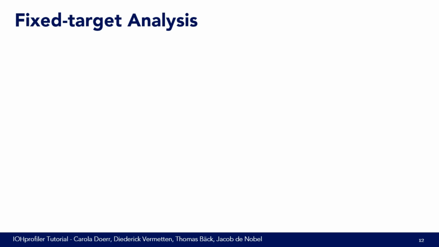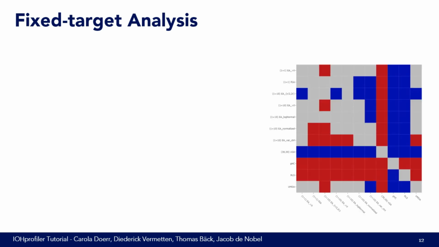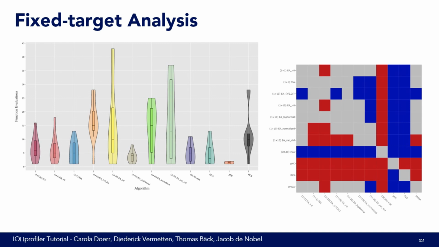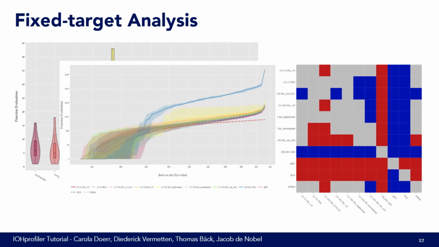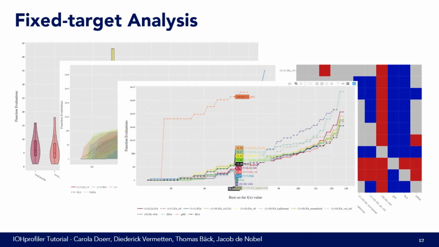And as I showed in IOH Analyzer, we have quite a few different ways of looking at this fixed target perspective. You can look at comparing the distributions of the hitting times, with different statistical tests. You can get heat maps like this. You can look at actual distributions of the amount of evaluations needed. You can look at expected running times, cumulative versions of this, etc.